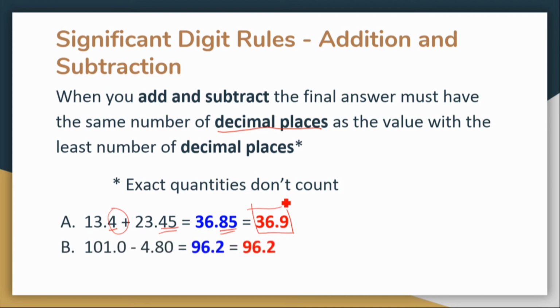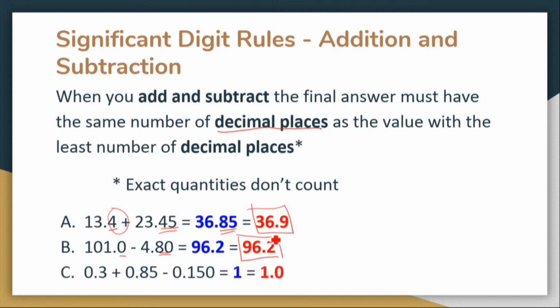Next, 101.0 minus 4.80. The answer is 96.2. The first one has 1 decimal place. The second one has 2 decimal places. So our final answer should have 1 decimal place as well.